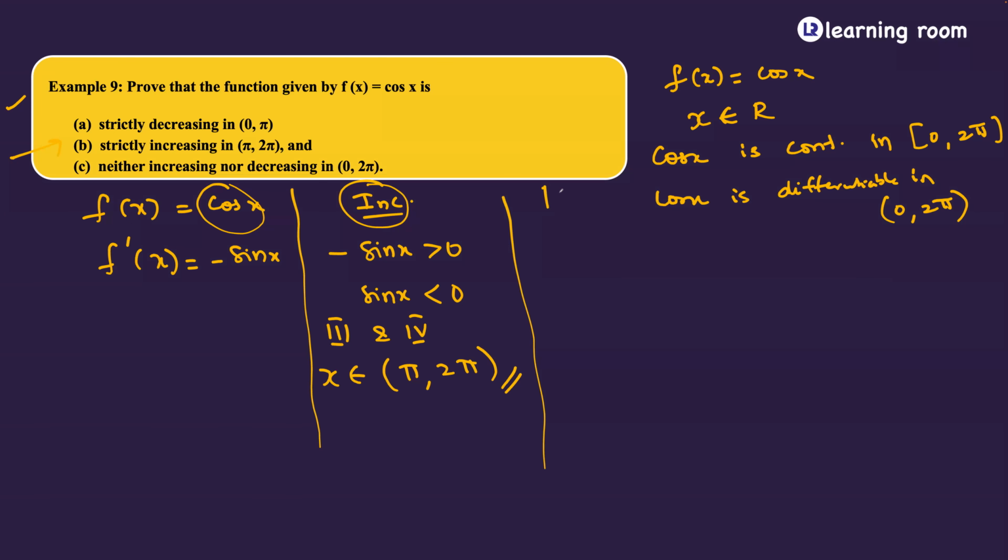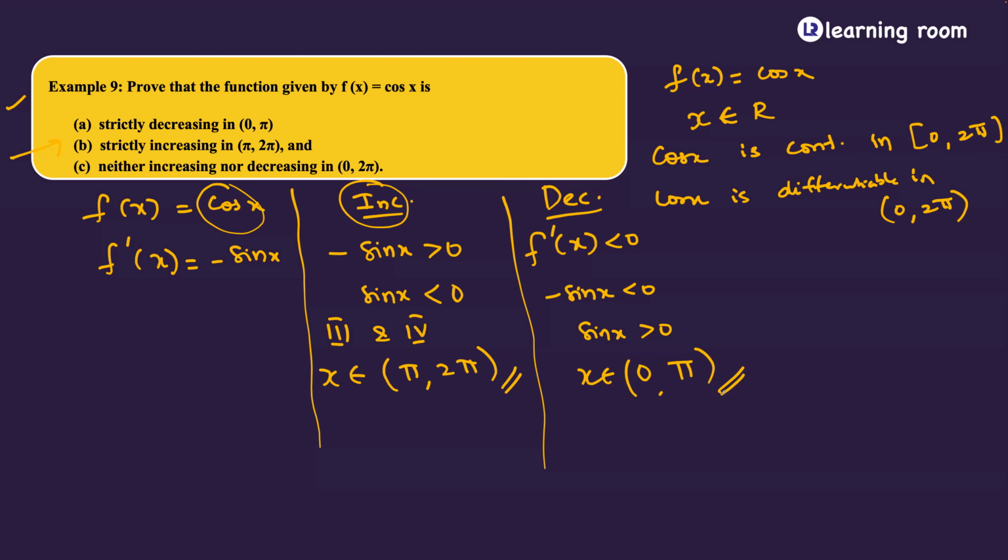Similarly, for strictly decreasing, what should be the condition? f dash of x should be less than 0. So minus sin x should be less than 0. So sin x should be greater than 0. x belongs to, where is it positive? x belongs to (0, pi). Is the point clear? So this is where it is going to be strictly decreasing.